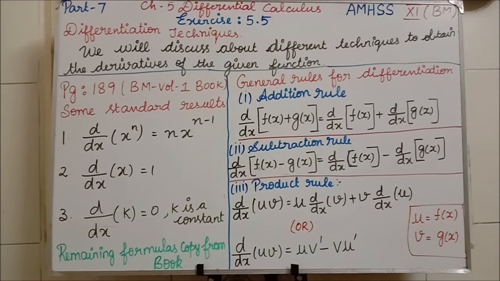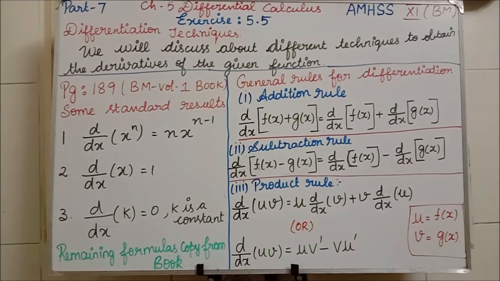So students, if you see page number 189 in your Business Maths volume 1, they have given some standard results. In that you are having 21 formulas in total. All the formulas you have to learn by heart. In each problem we will substitute. Only if you know all the formulas can you solve the differential calculus chapter.